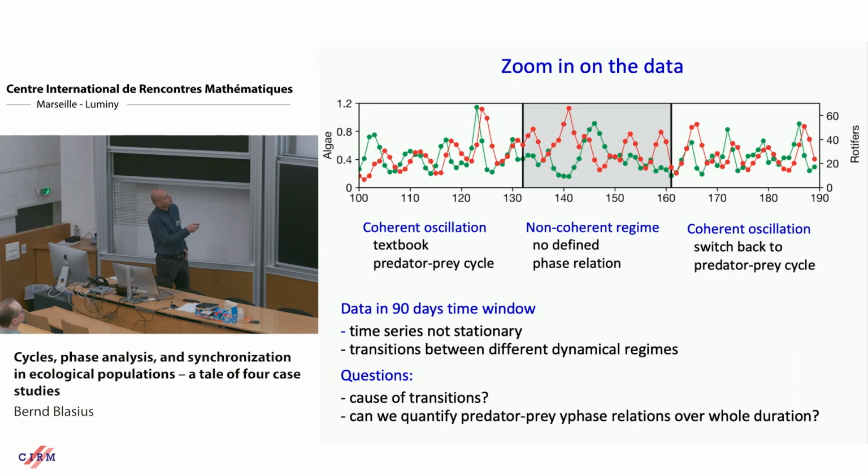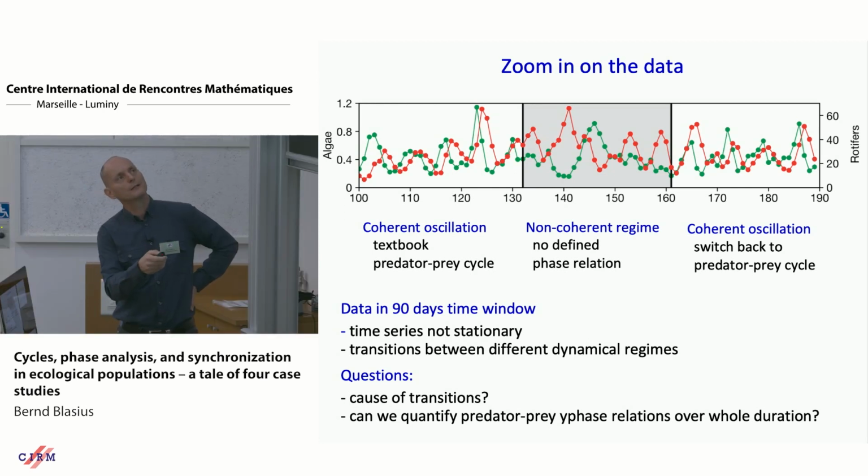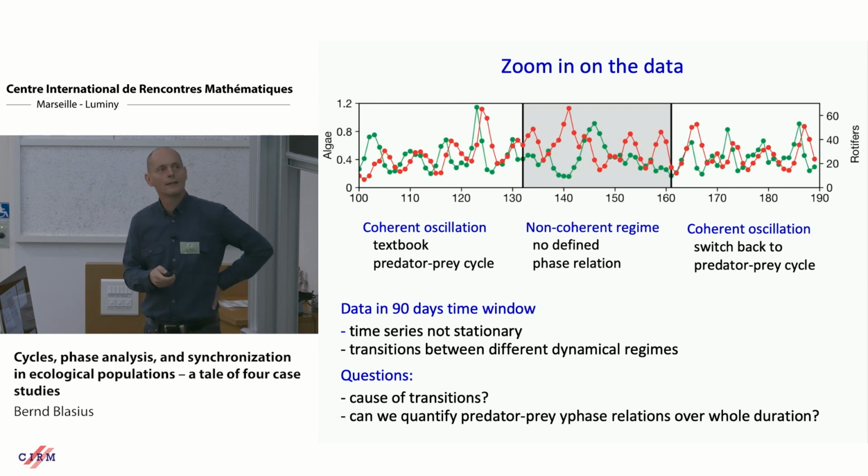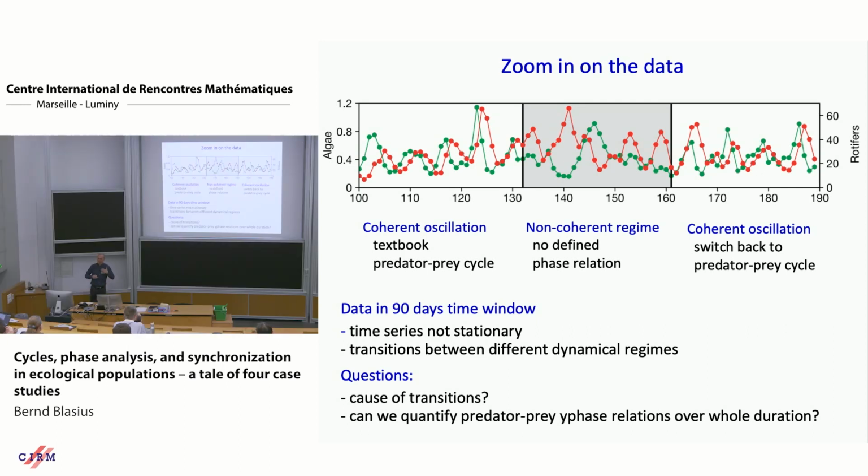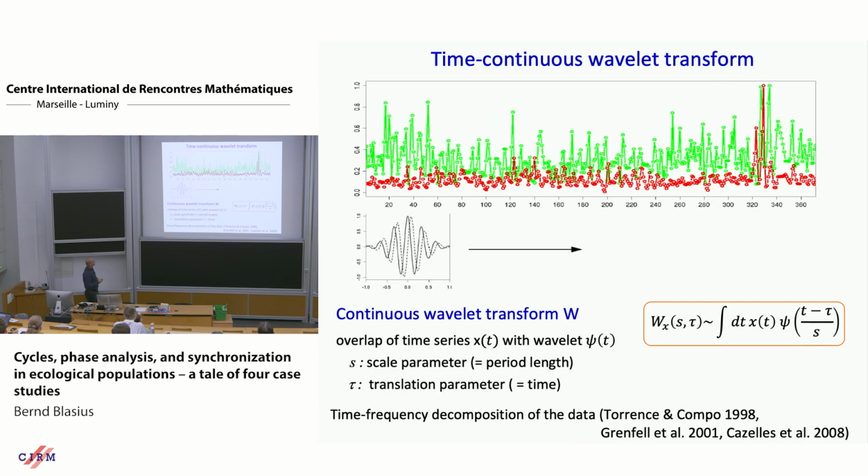But then after 30 days, they remember what they're supposed to do, and go back to something where you say, oh, clear predator-prey. And so we distinguish coherent oscillations and non-coherent regimes, and it's not really clear what's going on there. To analyze this, we again tried a phase approach, but we cannot do it so simply by just detecting maxima. That's too noisy for this. And so we used wavelet analysis.